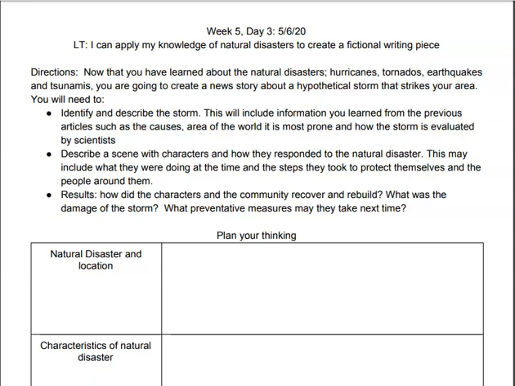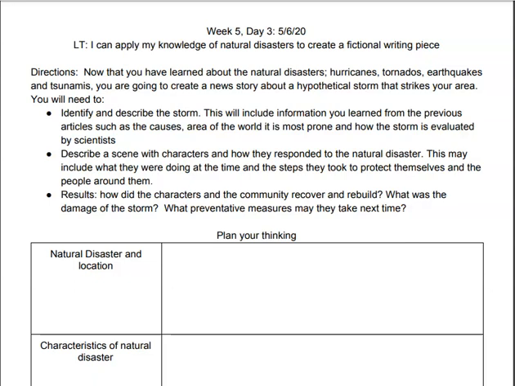Now that you've learned all about the natural disasters, hurricanes, tornadoes, earthquakes, and tsunamis, you're going to create a new story about a hypothetical storm that strikes your area. You will need to identify and describe the storm. This will include information you learned from the previous articles, such as the causes, area of the world it is most prone, and how the storm is evaluated by scientists.